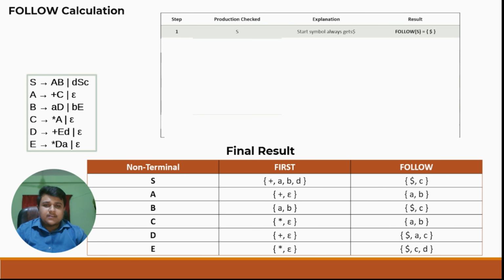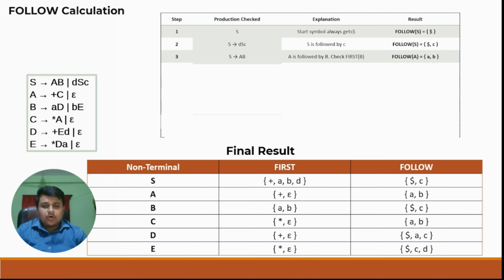Now we examine productions where S appears. S derives DSC. Here S is followed by terminal C. So we add C. Follow of S becomes $ sign and C. Now follow of A. Look at the production S derives AB. Here A is followed by B, so we have to add first of B. First of B is a and b. Therefore, follow of A becomes terminal a and terminal b.